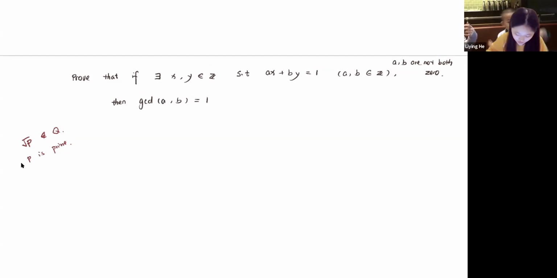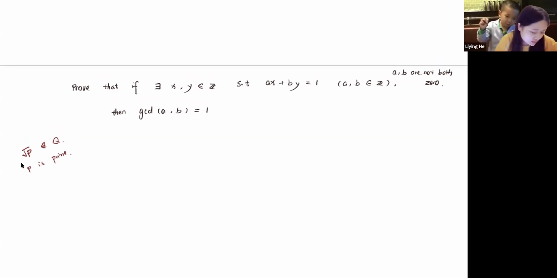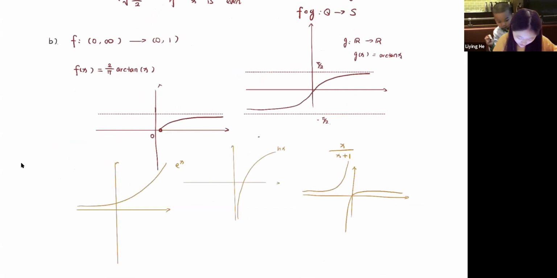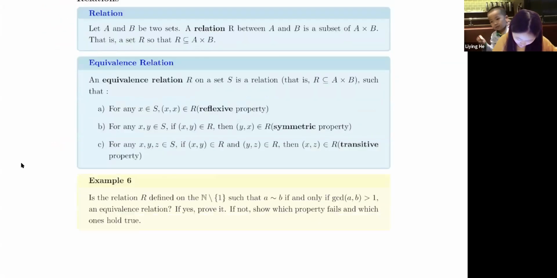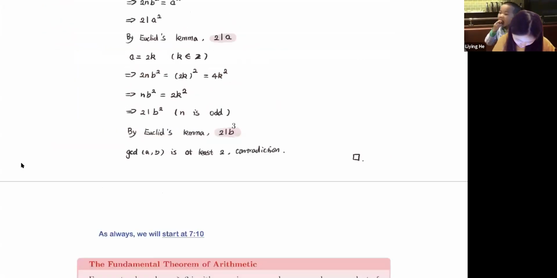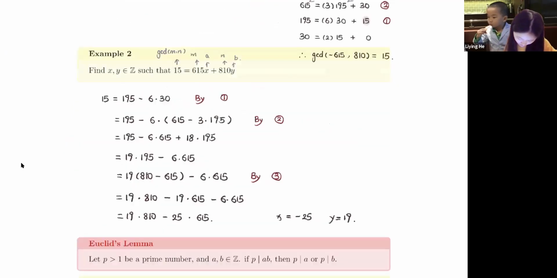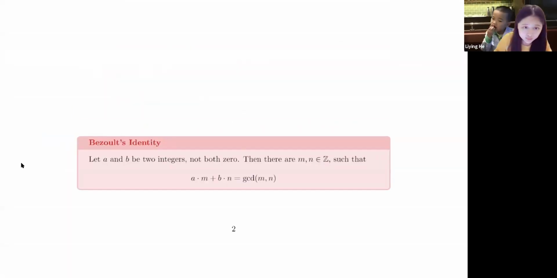I'll give you a hint. You need to use Bezout's identity. If you don't remember that, let's go back. So you need to use this. Let me put it there.